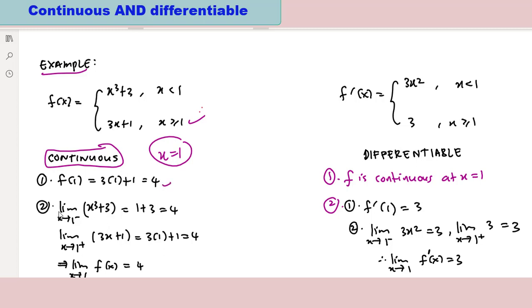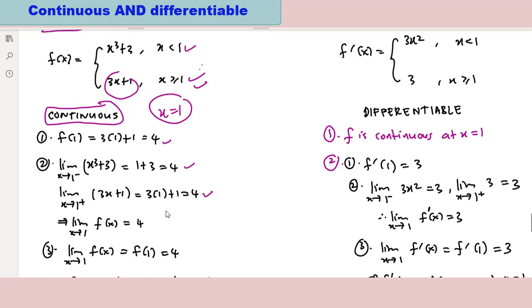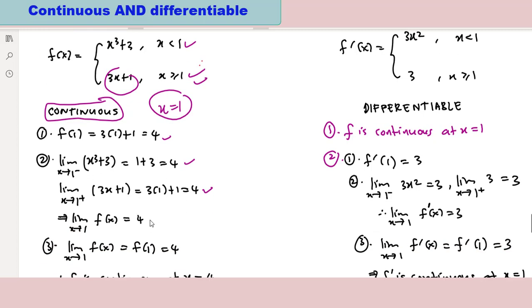For the second step, the limit. For x approaching 1 from the left, the function is x cubed plus 3. Substituting 1 plus 3 is equal to 4. For the limit as x approaches 1 from the right, we choose the function 3x plus 1. 3 times 1 plus 1 is equal to 4. Therefore, the limit of f(x) as x approaches 1 is equal to 4.